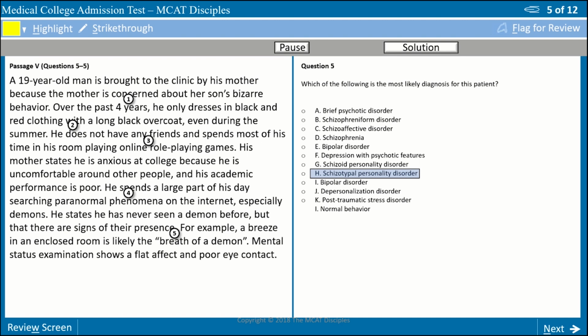And that's where they try to confound you, right? They try to make you think that this is some sort of psychosis instead of schizotypal. But we notice that with this patient, there is no mention of disorganized speech, delusions, or any hallucinations, that is seeing things that aren't there, or hearing things that aren't there, or feeling things that aren't there. So this is schizotypal.